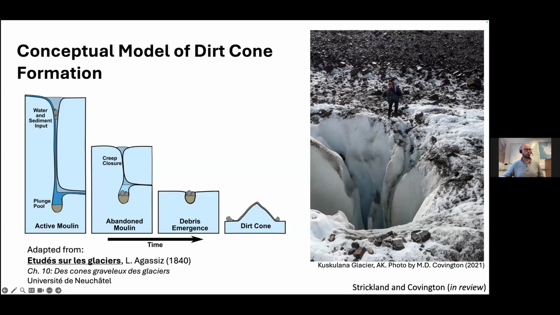So we formed this conceptual model of how these dirt cones form. So you have water and sediment that flows into a moulin. And then eventually that moulin, due to glacier advection and changes in surface hydrology, gets abandoned, and whatever sediment is deposited at the base of this moulin eventually makes its way to the surface as the surface of the glacier melts. And once that occurs, you get this topographic inversion where it melts more slowly where the debris is than in the surrounding area. So I built a numerical model to simulate this.